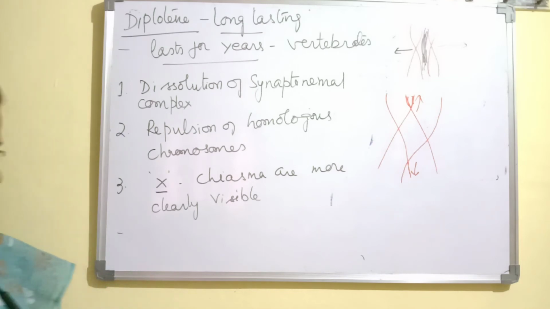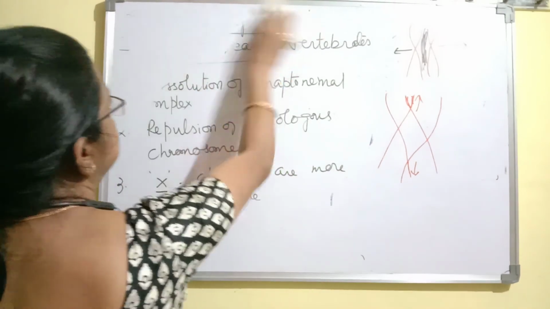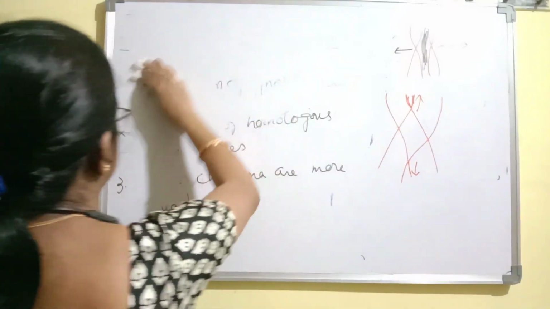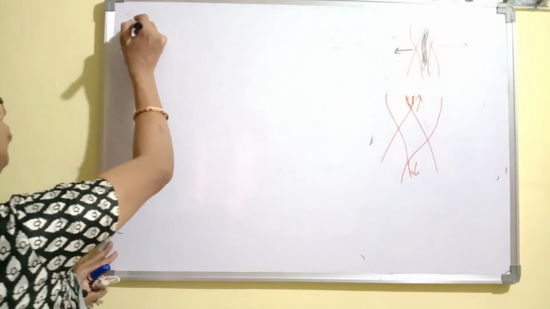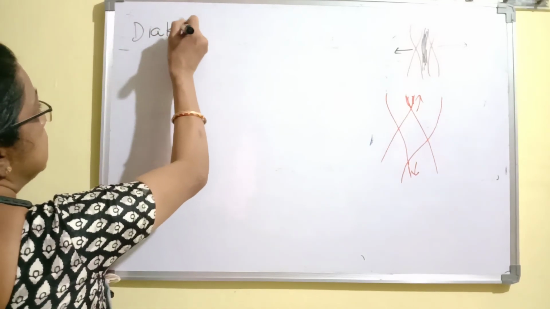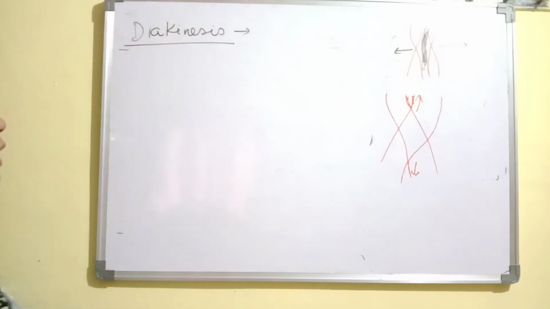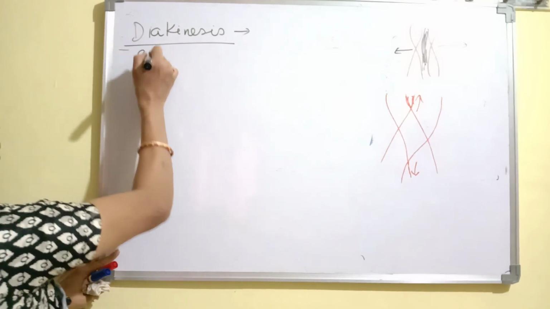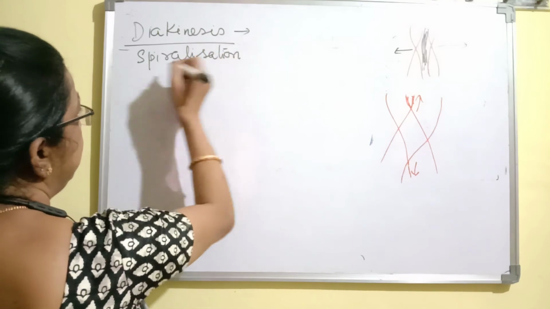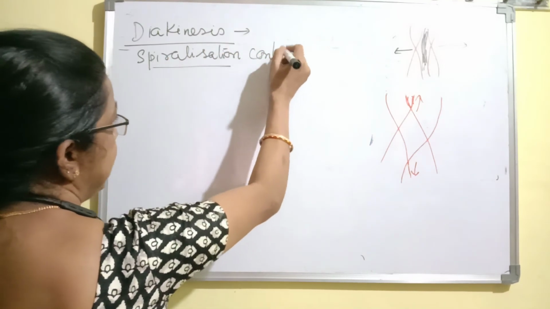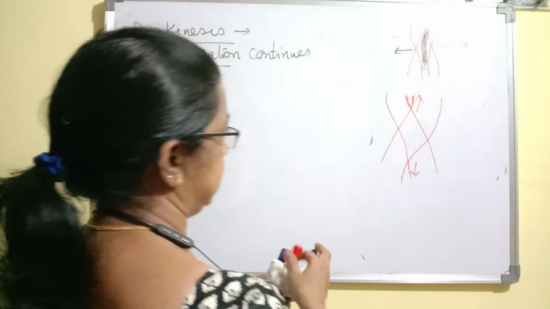And the last stage is called diakinesis. In diakinesis, spiralization continues. Chromosomes become very thick, and the chiasmata will completely reach the ends.